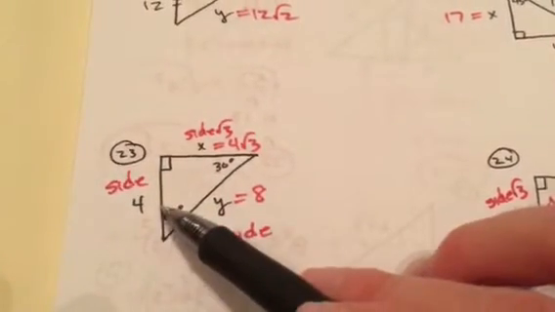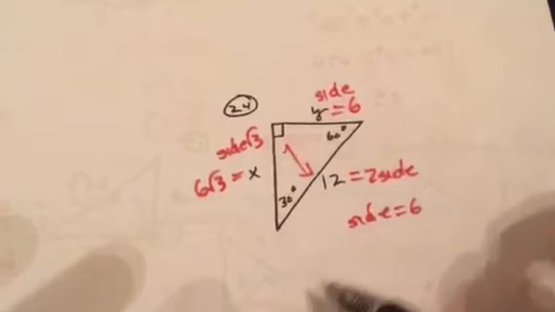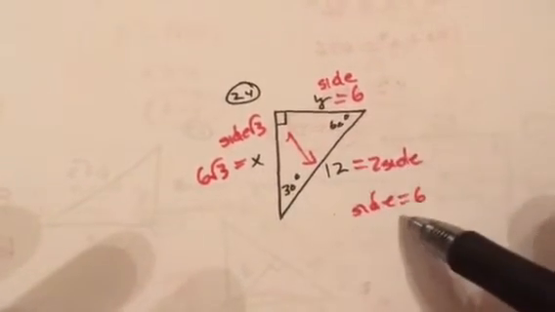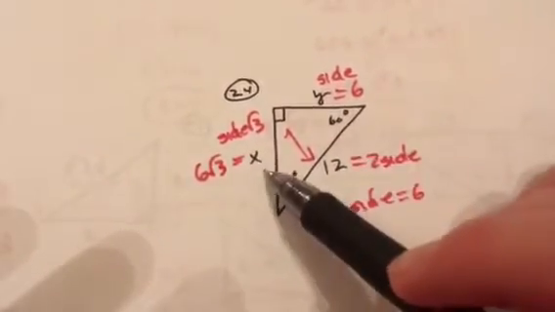So if your small side is 4, that would make this 4 root 3. That would make this twice 4, 8. 24, same thing. If your hypotenuse is 12, that's twice the smallest side, which means the smallest side is 6. That is opposite 30, which is y. This would be 6 root 3.